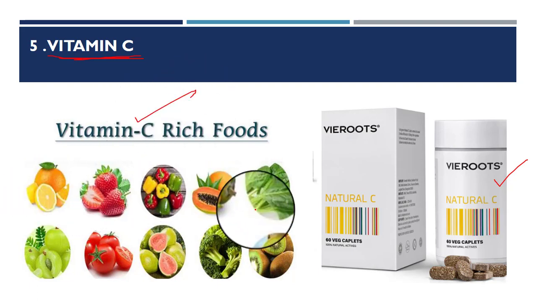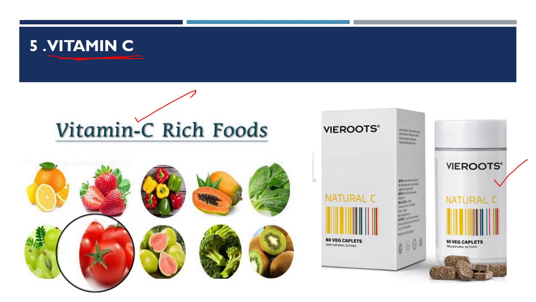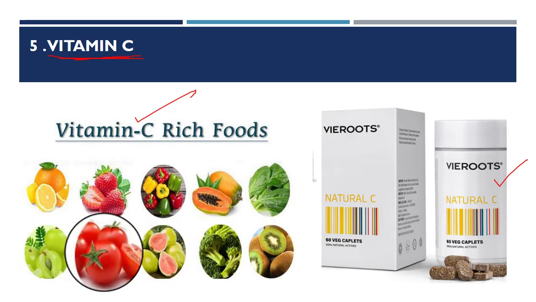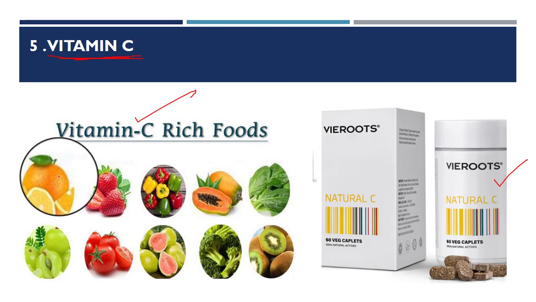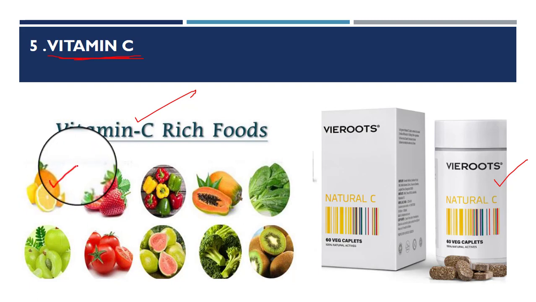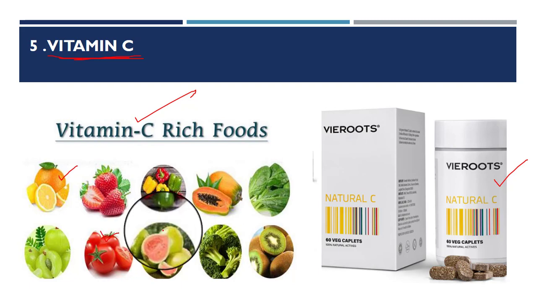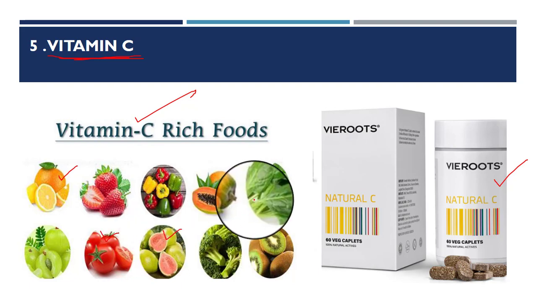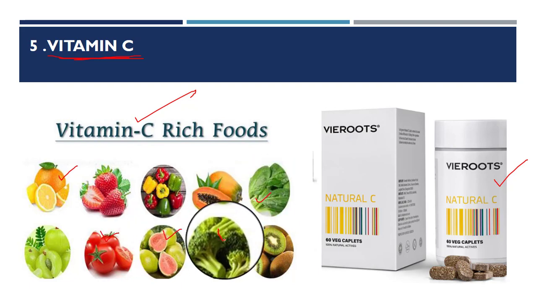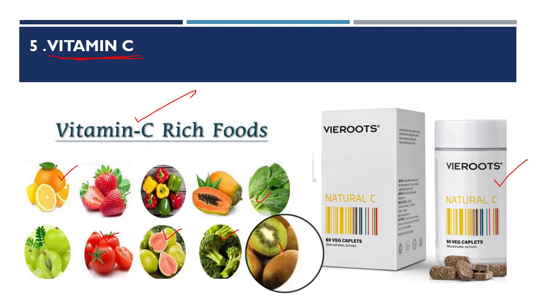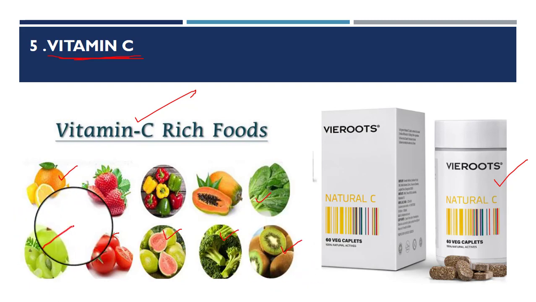Now, what are the natural sources that you can consume if you have a deficiency of vitamin C? So they are bell peppers, citrus fruits like oranges, tomato, next is guavas, kale and broccoli, and one very important source of vitamin C is kiwi and amla.